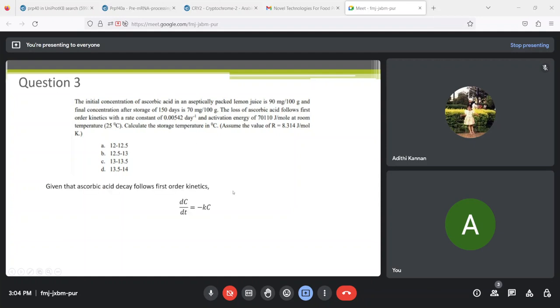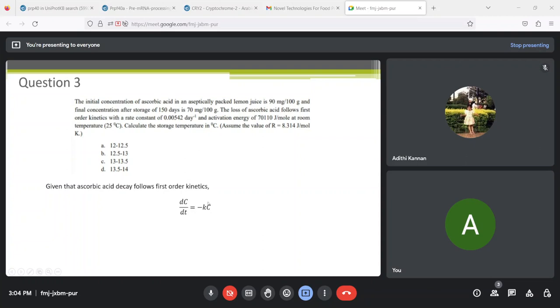So given that ascorbic acid decay follows first order kinetics, your rate will be directly proportional to the concentration of ascorbic acid present. That is, dC by dt will be directly proportional to C. And when you take out the proportionality, you will have a proportionality constant coming in. So dC by dt will now be equal to minus Kc.